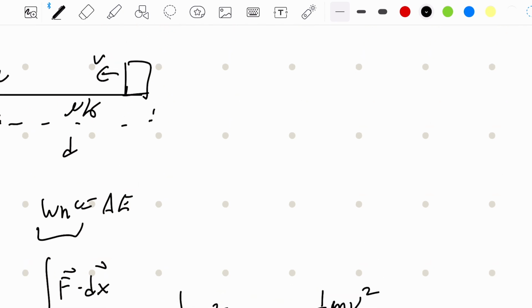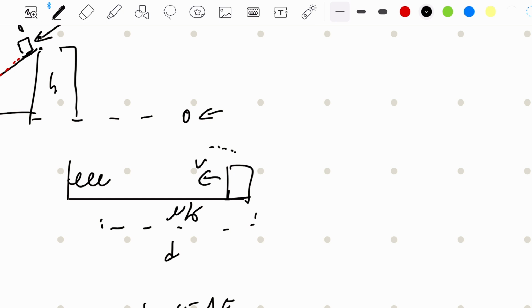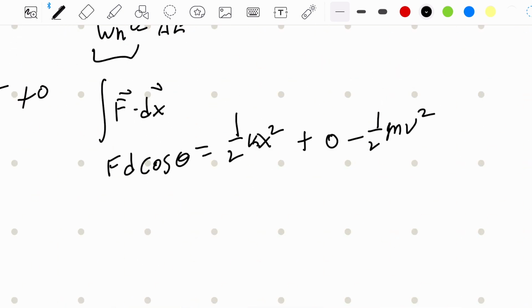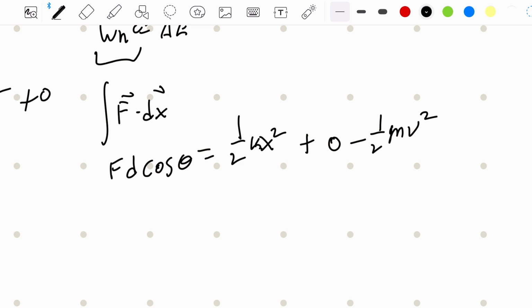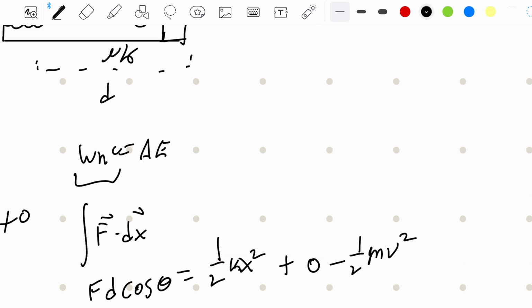Because if we think about this, this box is going to keep traveling. It's going to hit this spring. It's going to slow it down until it comes to a stop, right? It's going to come to a stop when it's at that full compressed motion, when it has that full 1/2 kx squared.